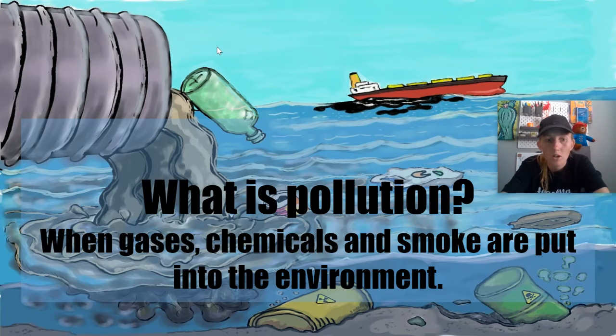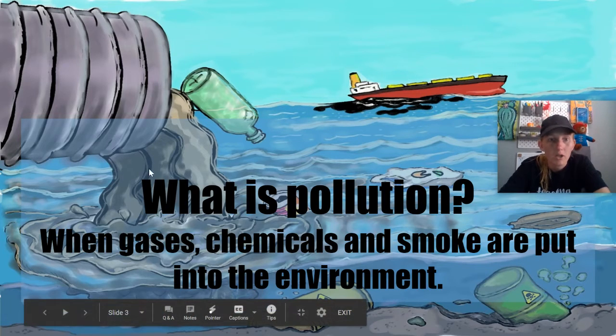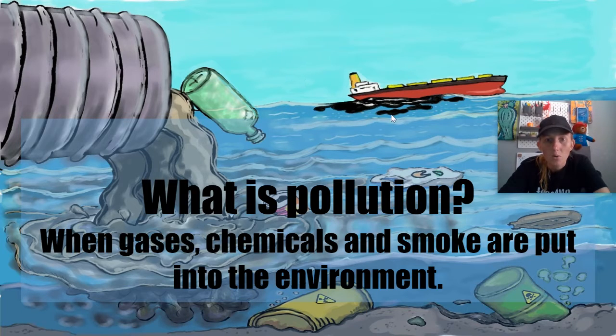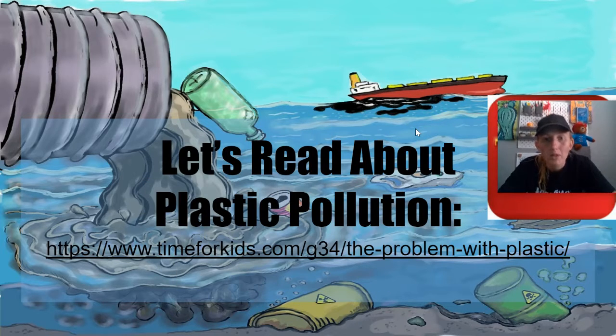So what is pollution? When gases, chemicals, and smoke are put into the environment. So you can see in this picture, they're putting oil in the environment. There's trash all over the place. There's an oil spill from here. So that would be those chemicals. So let's go and read about plastic pollution.